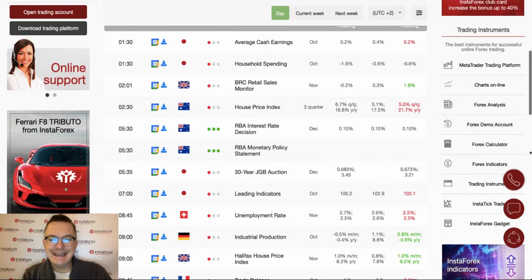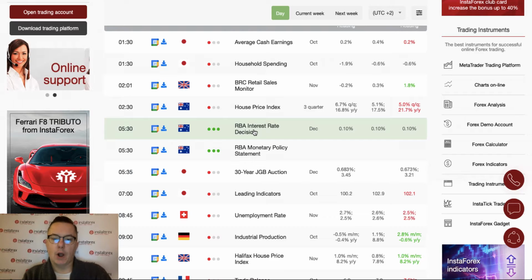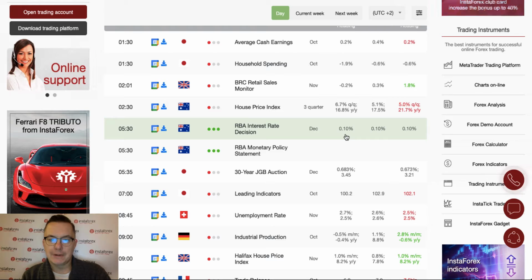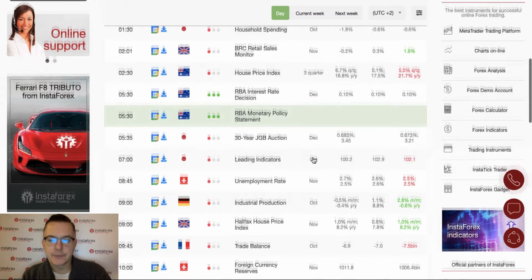The key event overnight was the RBA interest rate decision and the RBA monetary policy statement. The Reserve Bank of Australia held the interest rate at the level of 0.10% as expected. So we will definitely take a look at the Australian dollar during the technical analysis part.